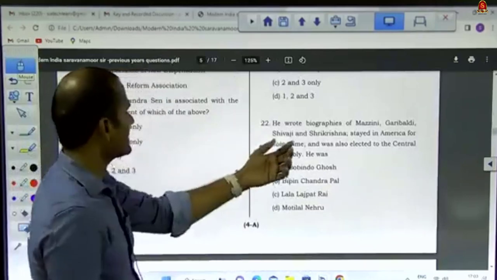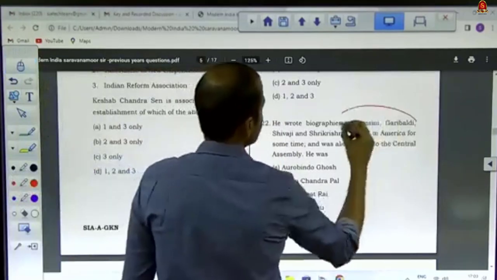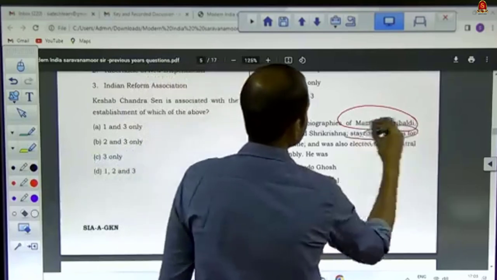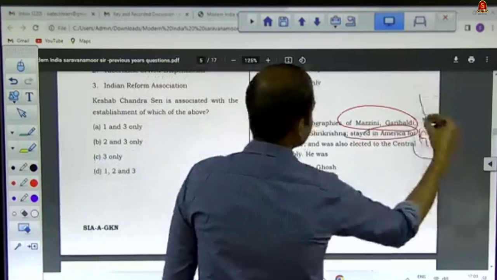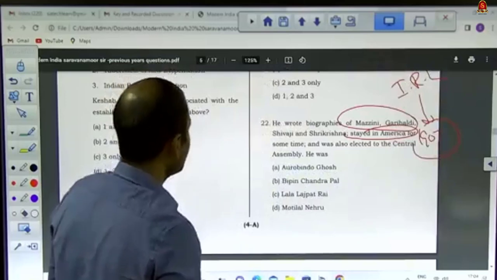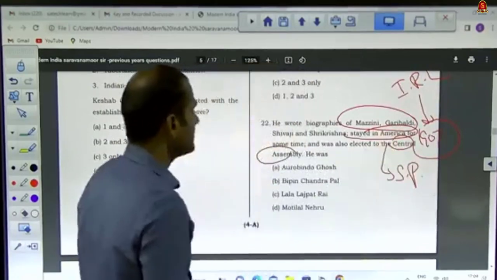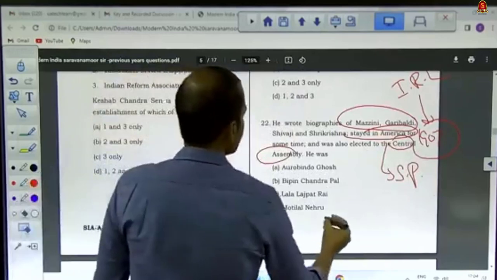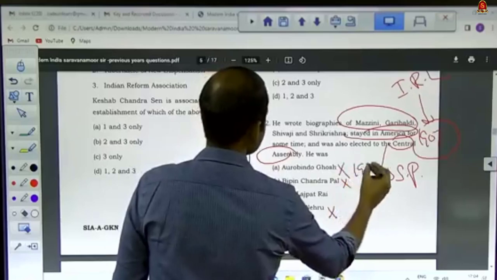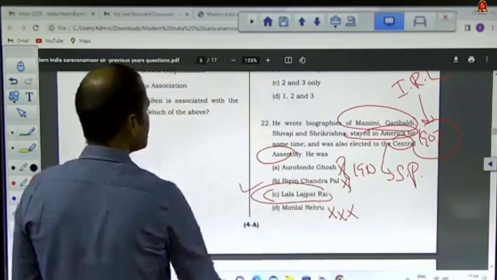Next, come to this. He wrote biographies of Mazzini and Garibaldi, revolutionaries in Italian unification. Shyamji Krishna Varma stayed in America. In 1907 he went to America and stayed there. When he was in America, he started the Home Rule League in America. He was also elected to the Central Legislative Assembly as a member of the Swaraj Party. So, automatically, not Motilal Nehru of the Swaraj Party. Bipin Chandra Pal retired, Aurobindo Ghosh automatically retired in 1910 itself. After the Swadeshi movement, these two people retired. Motilal Nehru was a pukka Congressman. So the answer is Lala Lajpat Rai.